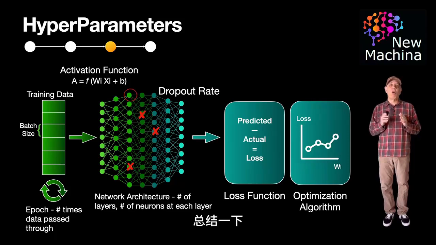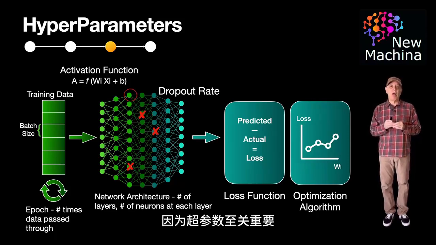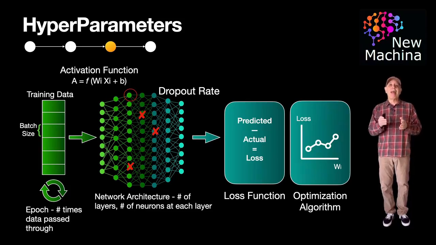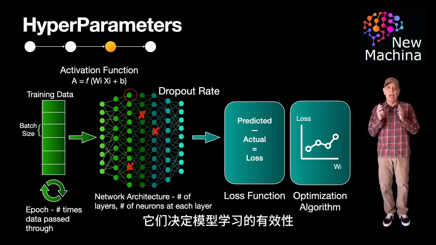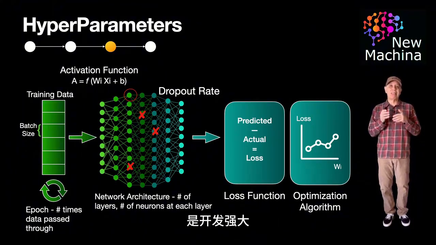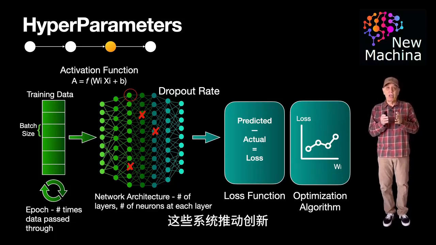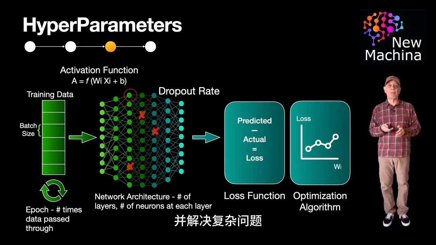So summarizing, why are hyperparameters important for neural network systems? Well, hyperparameters are crucial as they determine how effectively a model learns. In short, mastering hyperparameters is essential for developing powerful neural network systems that drive innovation and solve complex problems.